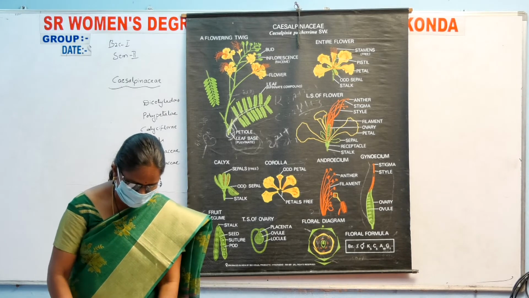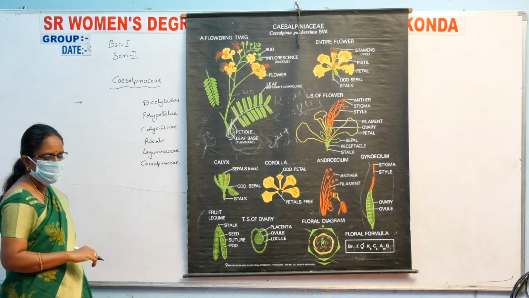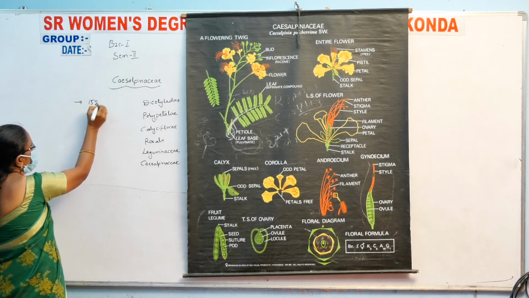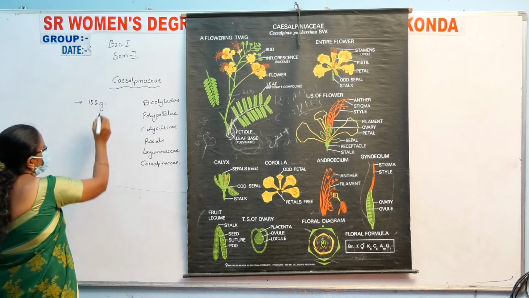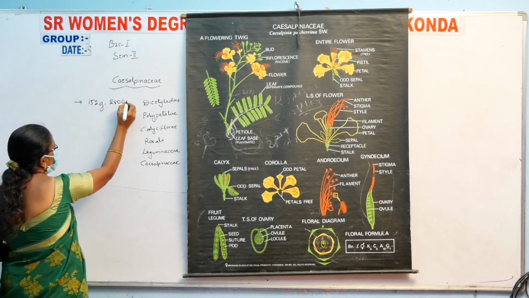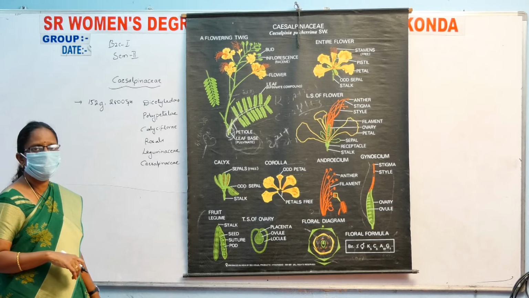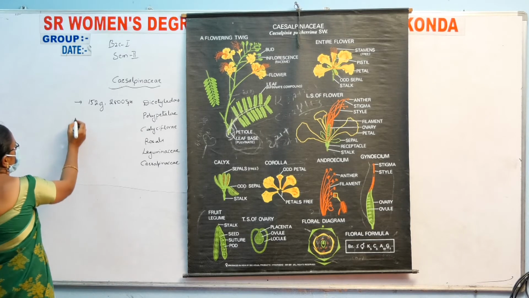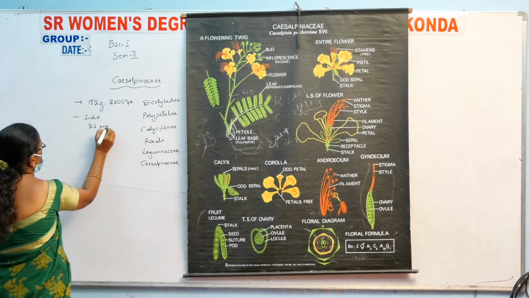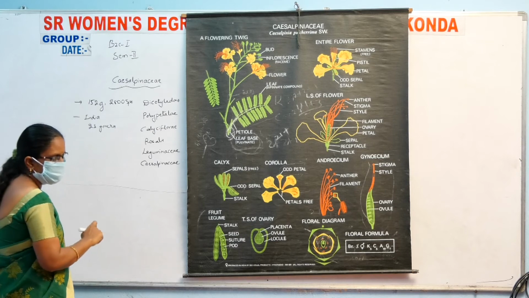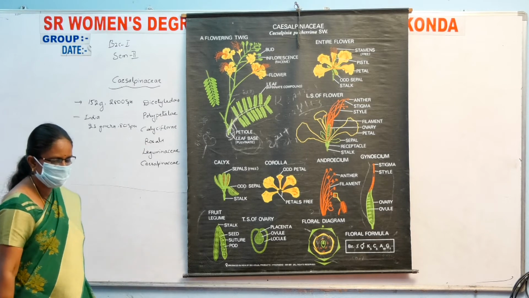And first is the distribution of Caesalpinaceae. Normally there are 152 genera and 2,800 species in the Caesalpinaceae family. In India, 23 genera and 80 species in the Caesalpinaceae family.